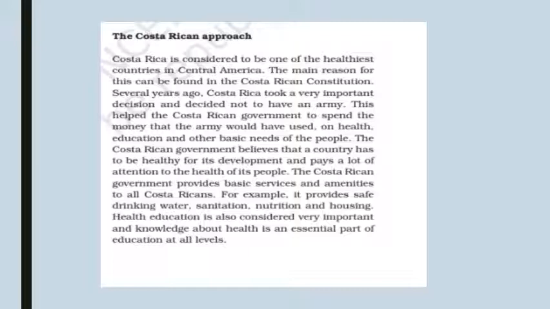It pays a lot of attention to the health of people. The Costa Rican government provides basic services and amenities like safe drinking water, sanitation, nutrition, and housing to its entire people. Health education is also considered very important, and knowledge about health is an essential part of education at all levels.